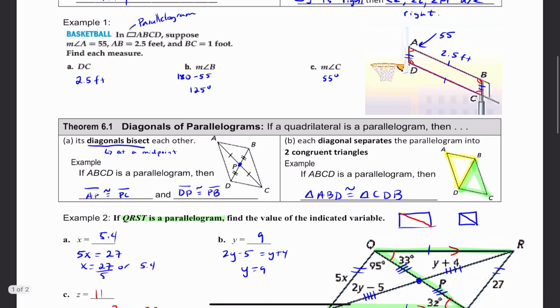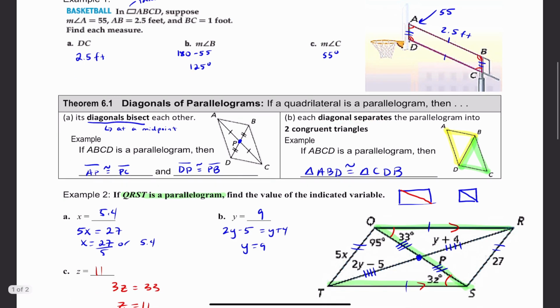And then we also talked about the diagonals of parallelograms, right? If the diagonals bisect each other, they bisect at the midpoint. We can say that segment AP is congruent to segment PC, and segment BP is congruent to segment PD. And if a quadrilateral is a parallelogram, then each diagonal separates the parallelogram into two congruent triangles, okay? So those were the properties that we were talking about from the last unit.